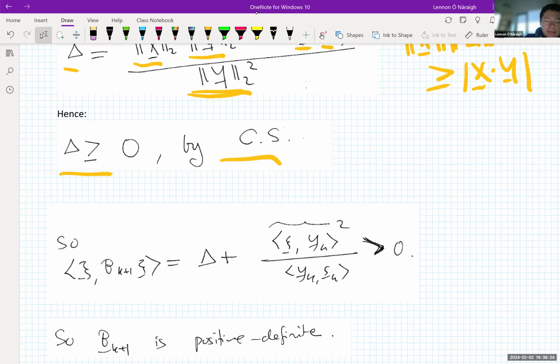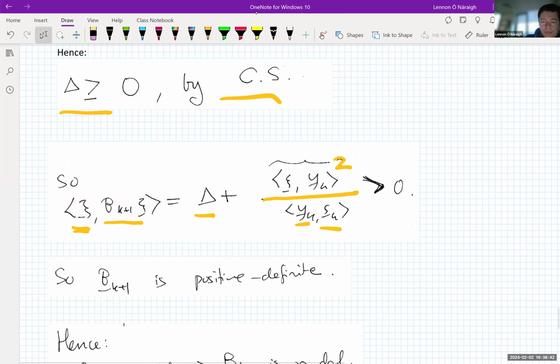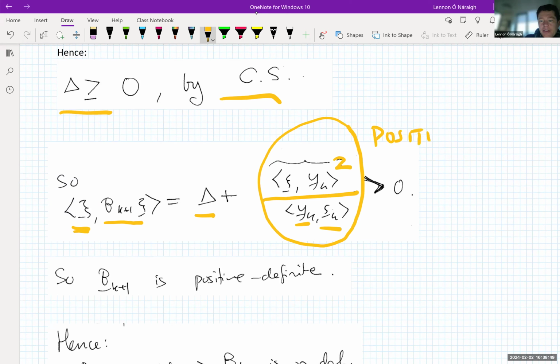So going back to the start, xi scalar product with bk plus 1 times xi is delta plus xi scalar product with yk all squared over the curvature yk scalar product with sk. The second term is positive provided the denominator, which is the curvature, is positive, and that's part of the hypothesis in the theorem. So overall, xi scalar product with bk plus 1 xi is positive. And so BK plus 1 is positive definite.